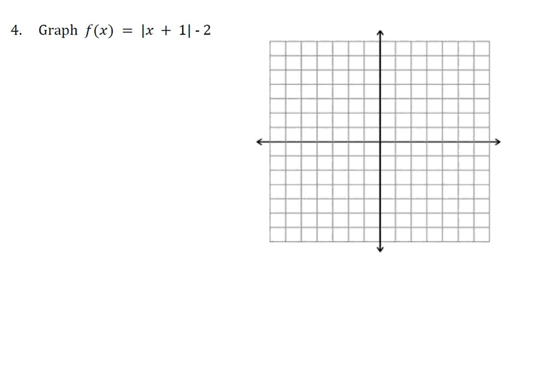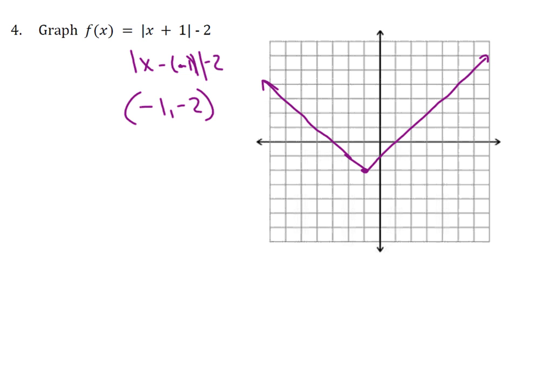So if I go absolute value of x plus 1 minus 2, here's kind of what it looks like. My vertex, remember, is going to be x minus negative 1 minus 2. So it's going to be negative 1, negative 2 is my vertex. So negative 1, negative 2 is right here. It's going to be just straight diagonal both directions. That's all there is to it.